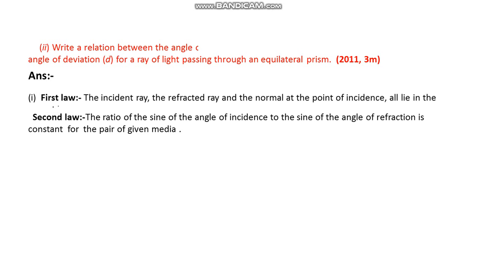First law: the incident ray, the refracted ray, and the normal at the point of incidence all lie in the same plane. Second law: the ratio of the sine of the angle of incidence to the sine of the angle of refraction is constant for the pair of given media. Next, they are asking the relation between I, E, A and D. In a prism, the relation is I plus E is equal to A plus D.